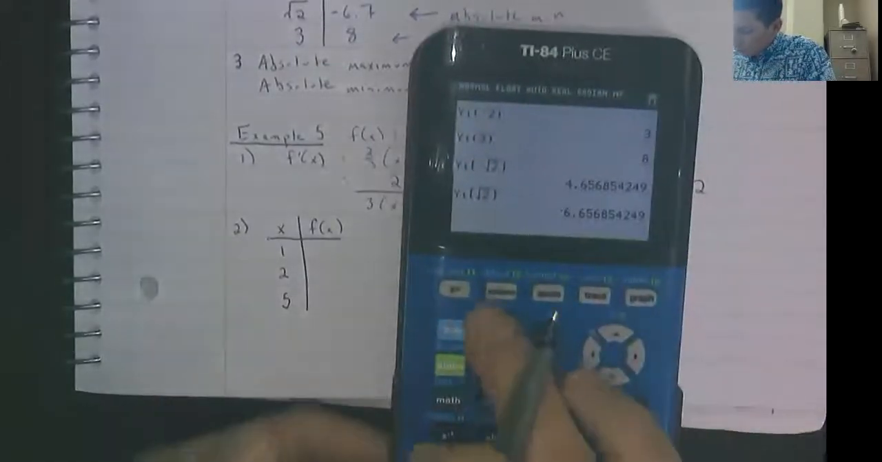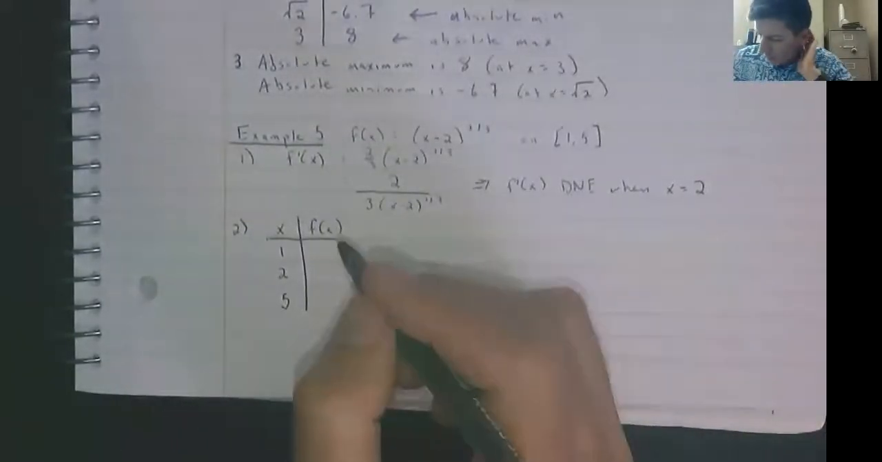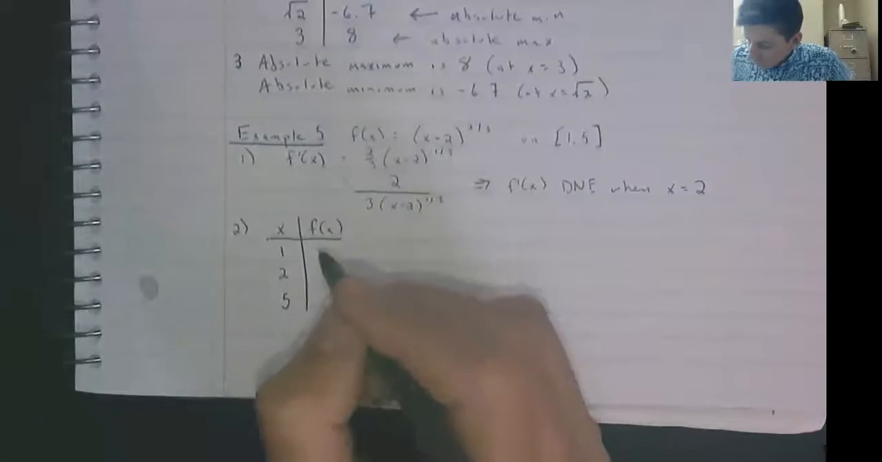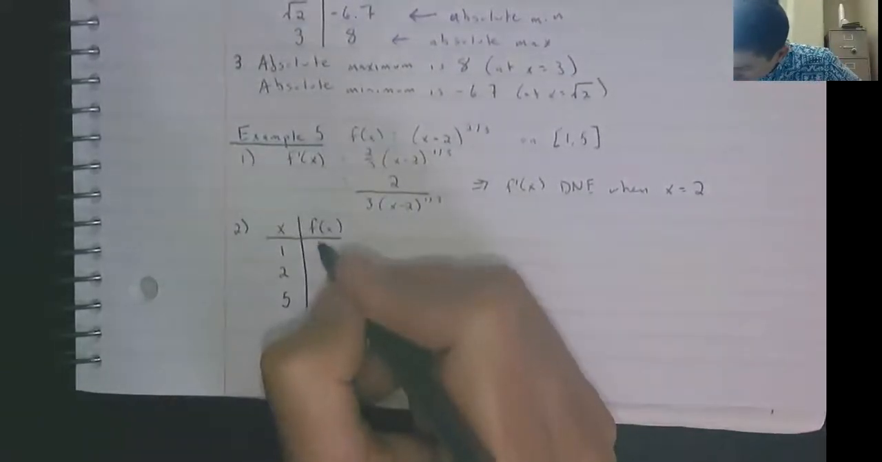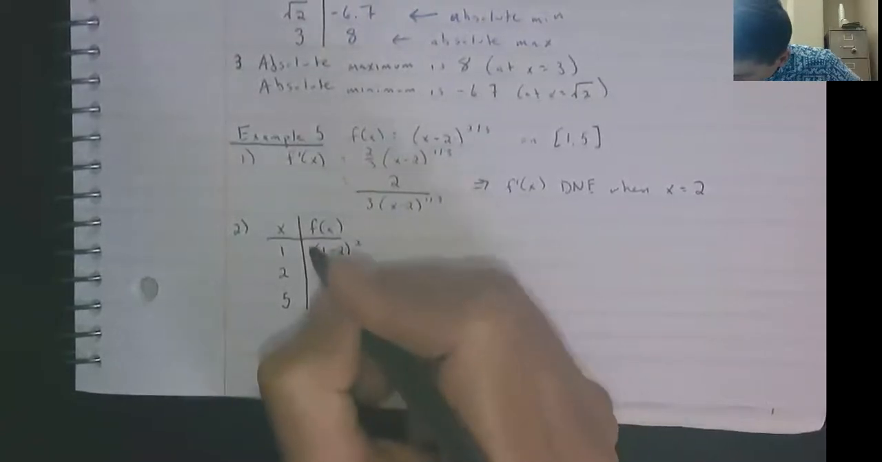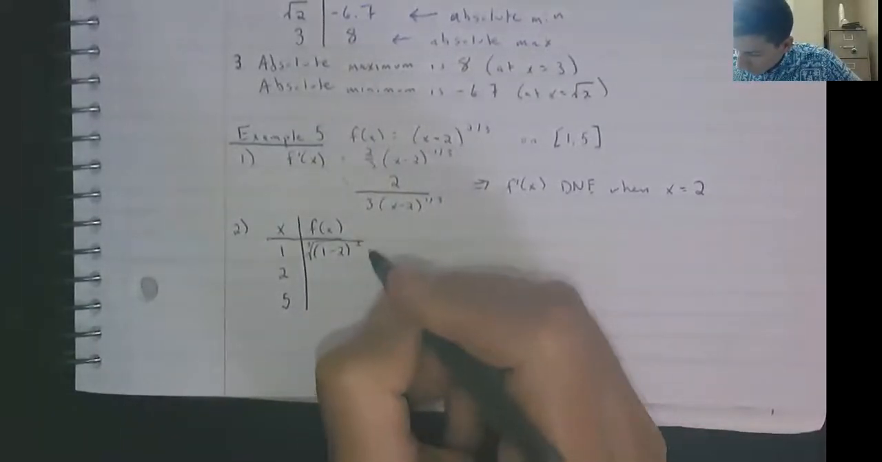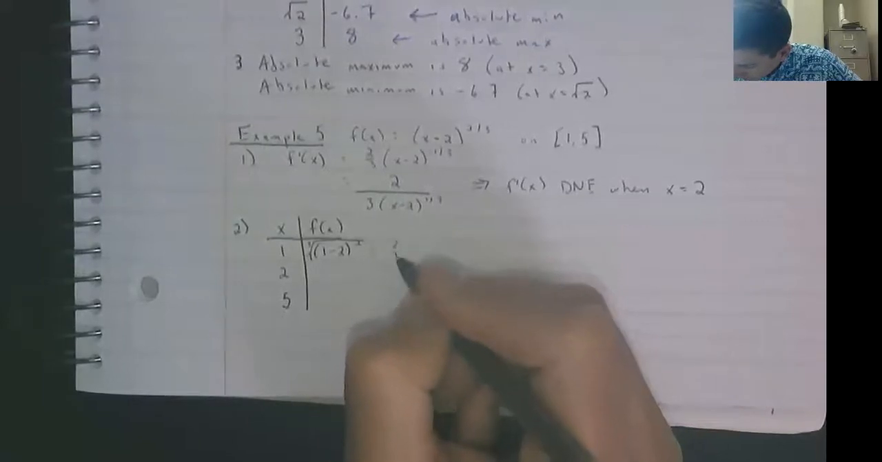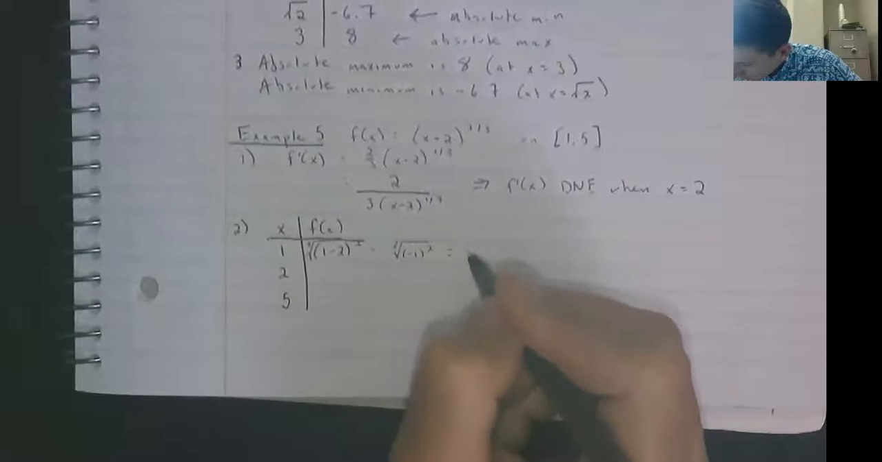So we'll just do this. Work out, students. So f of 1 is going to be equal to the cube root of (1 minus 2) squared. Okay, which is like the cube root of negative 1 squared. That just turns out to be 1. Cool.